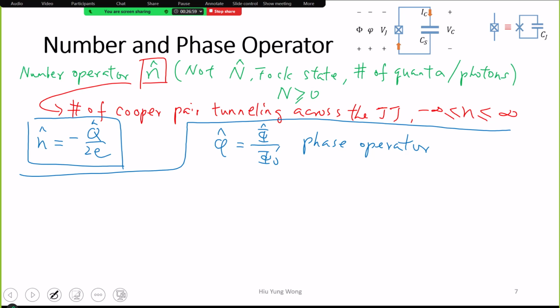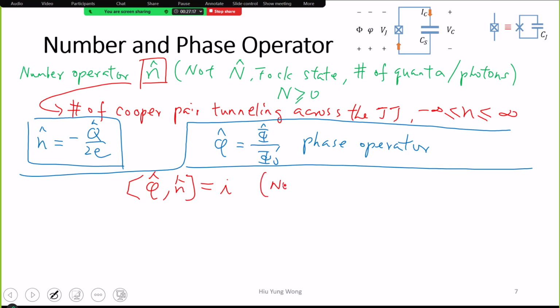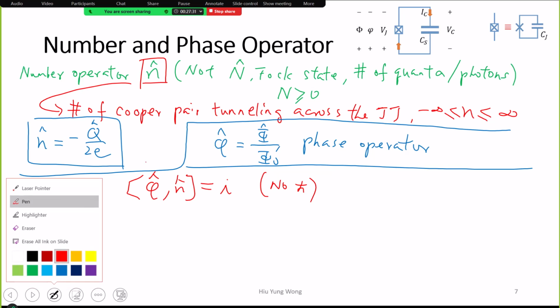Okay? And with this, maybe I should write this down first. We have this relationship: the commutation between phase and n is i. No h bar, right? This one you need to be very careful for this equation. There's no h bar. Okay, the commutator of phi and n equals i. So with this, then I can write down the Hamiltonian.